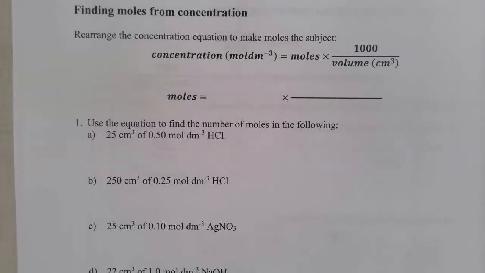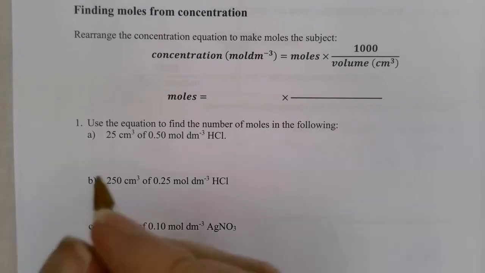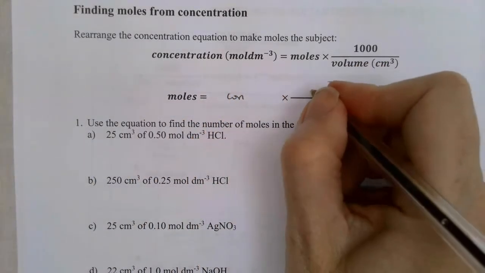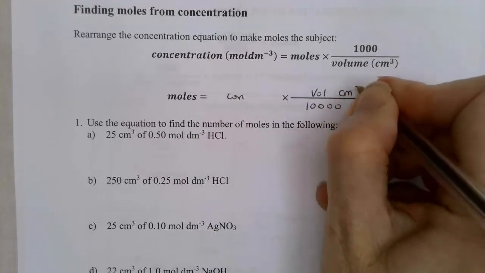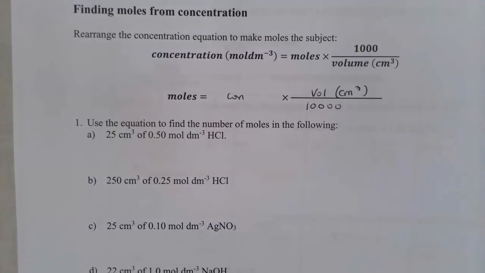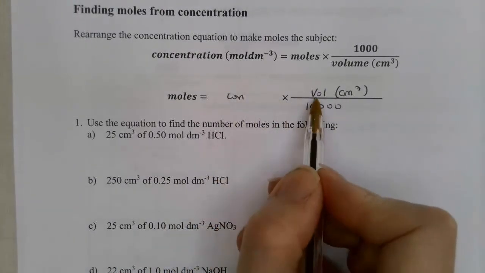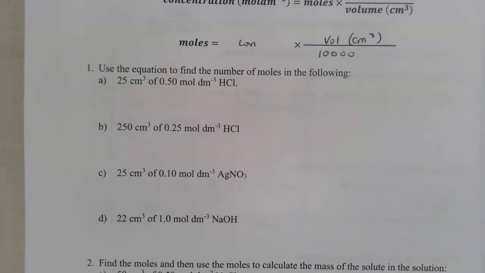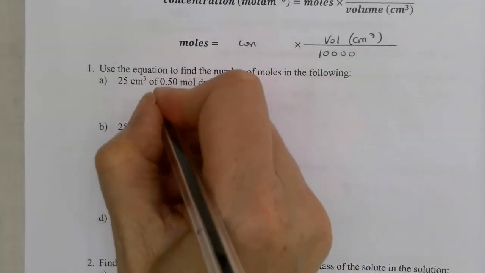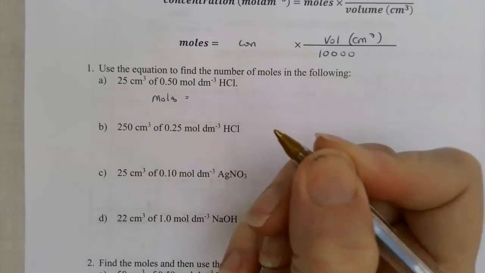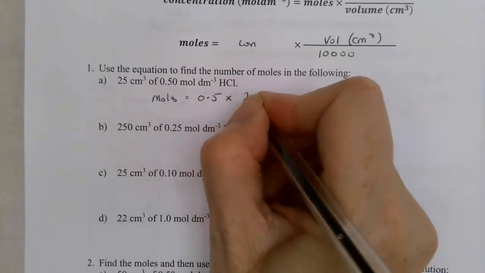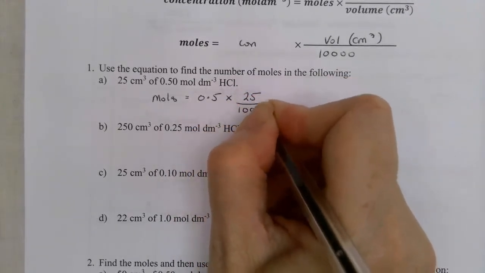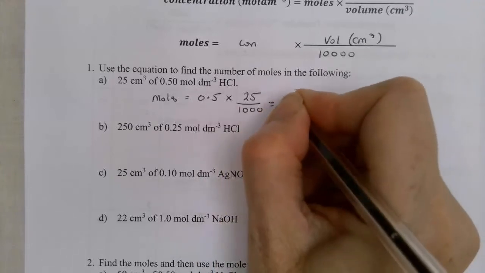So rearranging that equation, moles is equal to concentration times the volume divided by 1,000, where that volume is in centimetres cubed. If the volume has been given in decimetres cubed, it just becomes concentration times volume. So looking at this first example, we want to work out the moles. Well, moles is simply equal to our concentration, 0.5, times by the volume, 25 over 1,000.